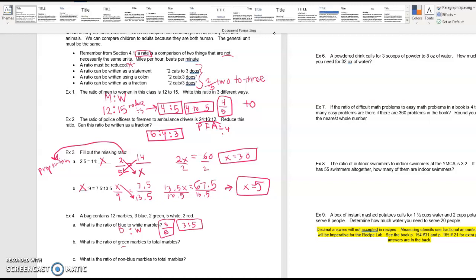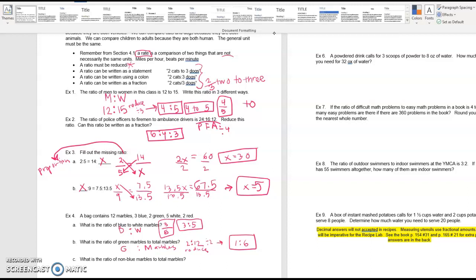What is the ratio of green to total marbles? Okay, be careful here. This is the total number of marbles. So let's see, there are 2 green and there are 12 total marbles. Well, that can be reduced. You cannot leave that as your final answer because it can be reduced by 2. So your final answer, 2 divided by 2 is 1. 12 divided by 2 is 6. So it's 1 to 6.